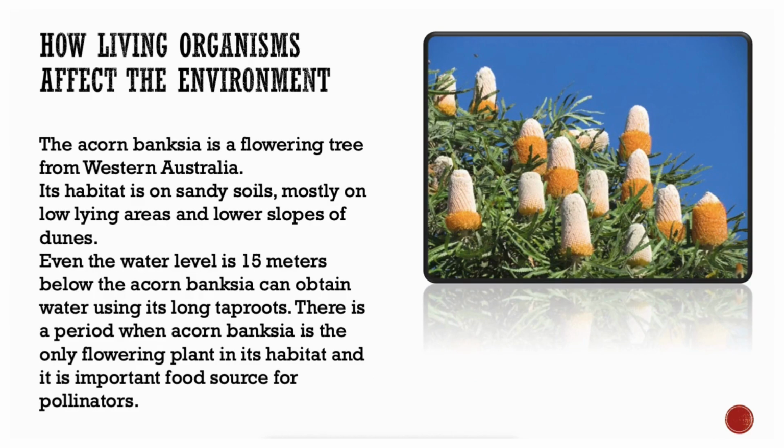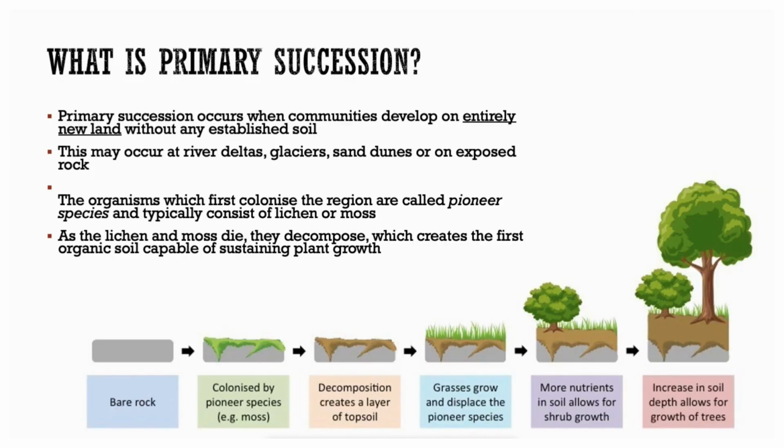The second one we can talk about is the acorn banksia, a flowering tree from Western Australia. In its habitat, it's the only flowering tree when no other plants are flowering, and it is of very big importance for the pollinators, since it can be their only food source in their habitat.